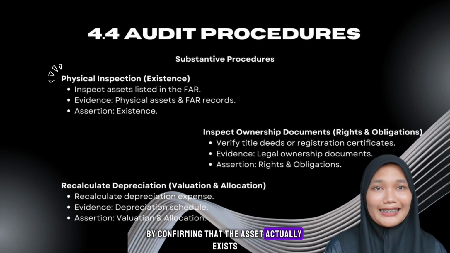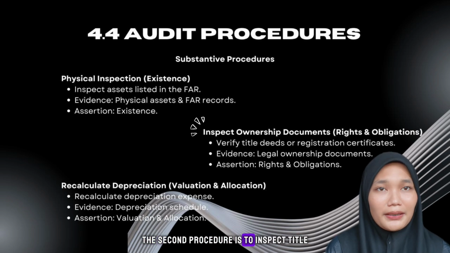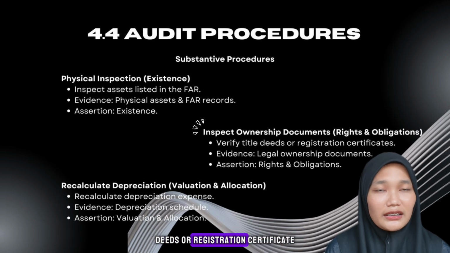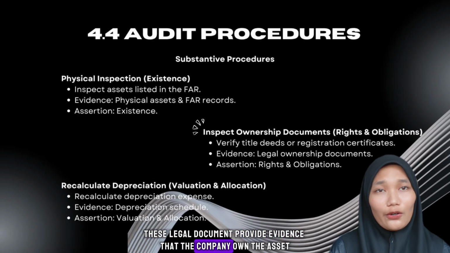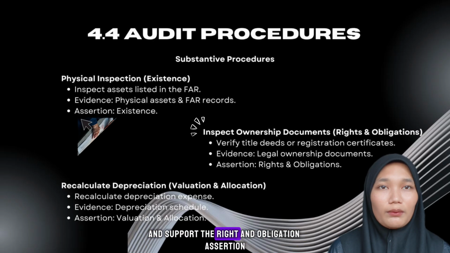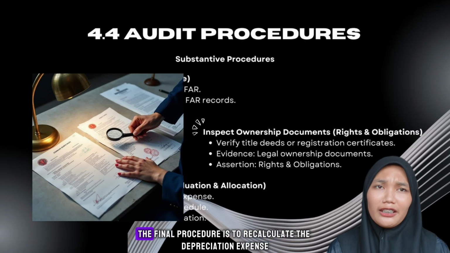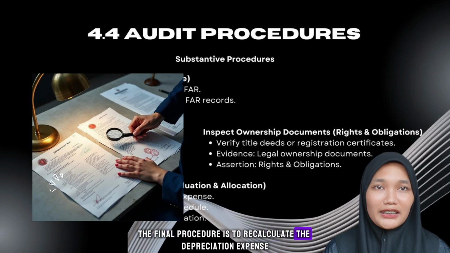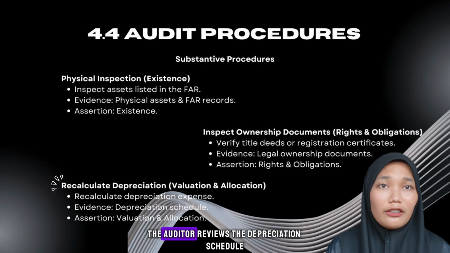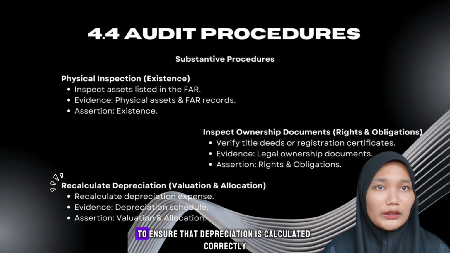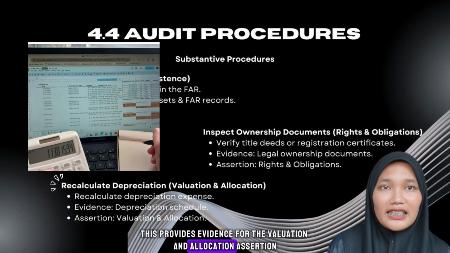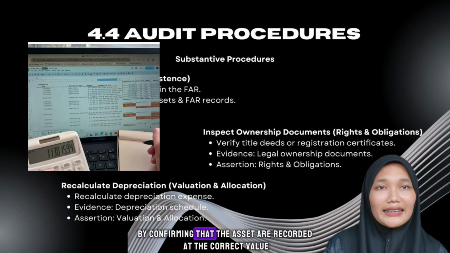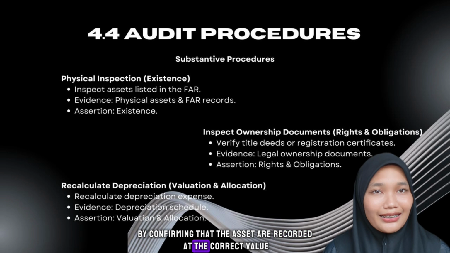the asset actually exists. The second procedure is to inspect the title deed or registration certificate. This legal document provides evidence that the company owns the asset and supports the rights and obligations assertion. The final procedure is to recalculate depreciation expenses. The auditor reviews the depreciation schedule to ensure that depreciation is calculated correctly. This provides evidence for the valuation and allocation assertion by confirming that the assets are recorded at the correct value.